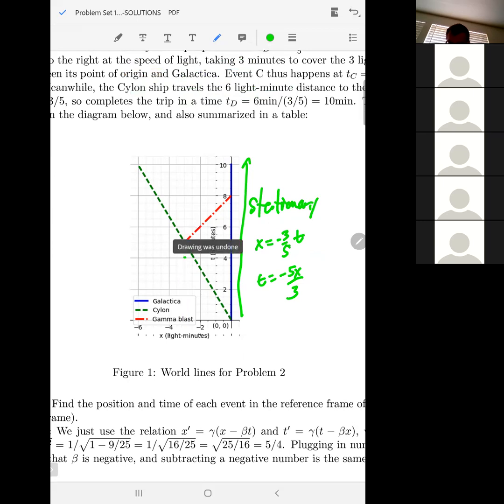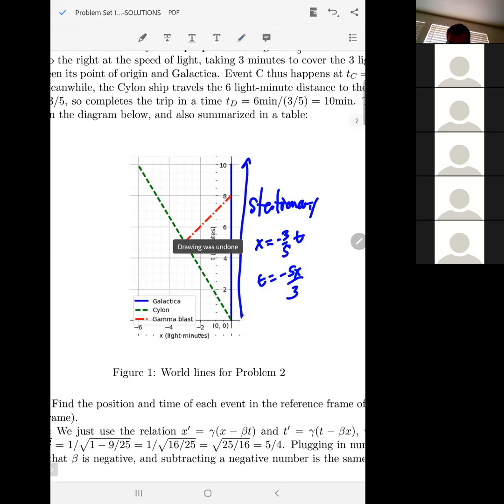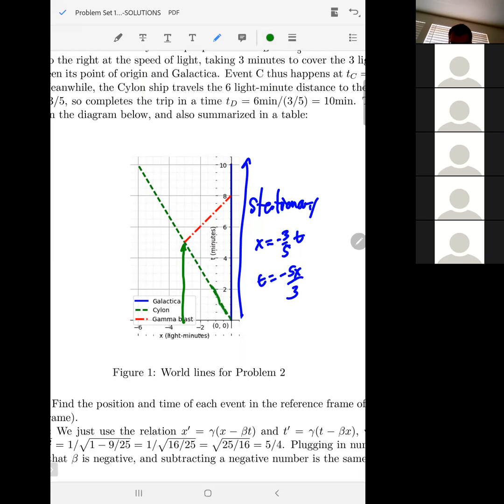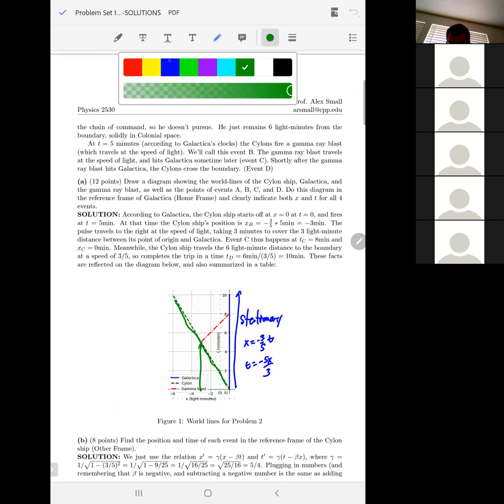Okay, actually, let me just do something with that. There is a way to do these in different colors. That is indeed the case. So that's the Cylons. And then we are told in the problem that they fire a gamma ray blast at the speed of light at t equals 5 on Galactica's clocks. So when we are there at t equals 5, we see that red line going with a slope of 1.